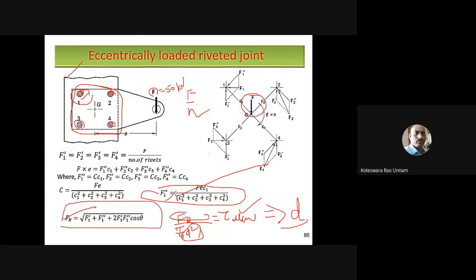From the examination point of view, definitely you will get one problem on eccentric loading. If you get a problem on the riveted joint eccentric loading, you won't get one on the bolted joint. Or if you get a problem on the bolted joint, you won't get it here. Maybe a different problem you will get, not on this eccentrically loaded joint. So if you understand that clearly here, it may be useful in the case of bolted joints also.